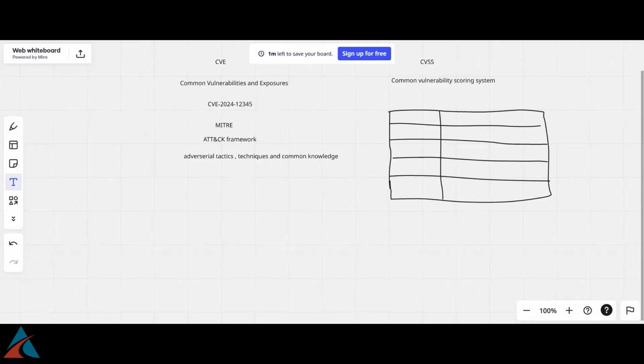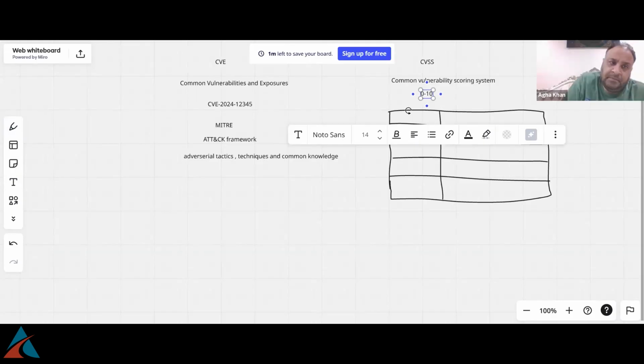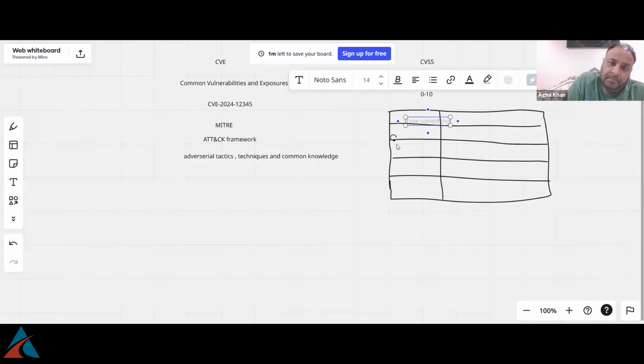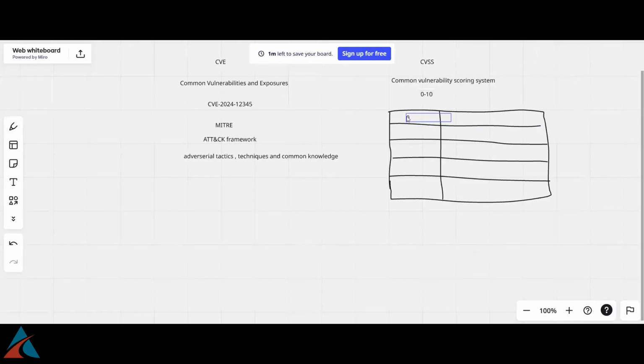Okay. Now this number goes from 0 to 10. 0 means no risk. You can call it no risk or information. When your score is 0, it means it is harmless. It's just information.